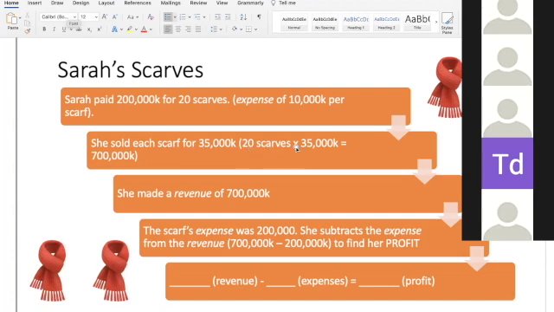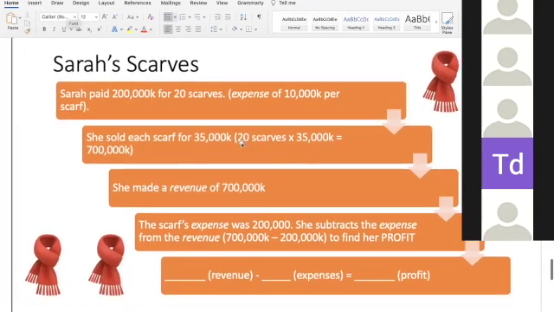20 scarves. Can you read this for me? This is times, or multiplied by, 35,000 geep. This equals 700,000 geep. Thank you so much, Miss Sokam. So she made a revenue of 700,000 geep.